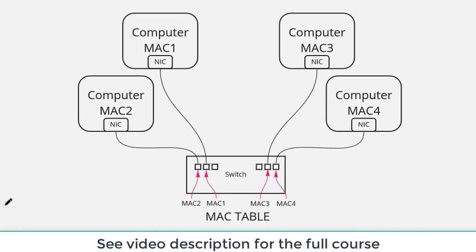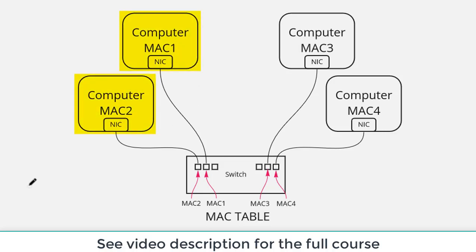And much like the layer 2 bridge, the switch has a MAC table. As computers are connected, the switch discovers what their MAC address is, and it associates their MAC address with the port that they are connected to. So now we have a MAC table that contains the MAC address of every machine connected to the switch and which port it's connected to.